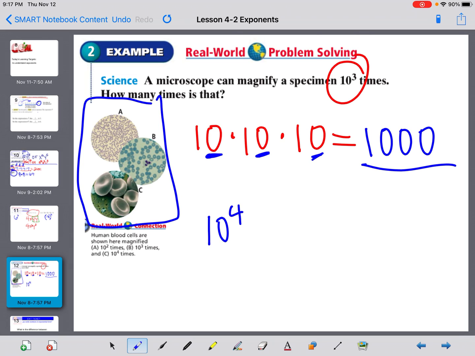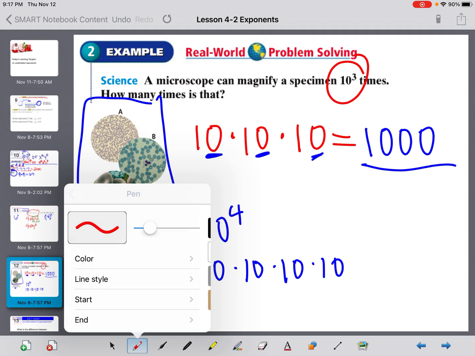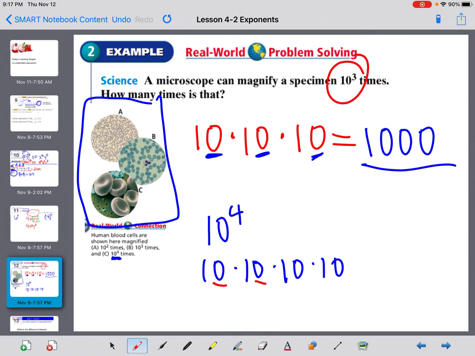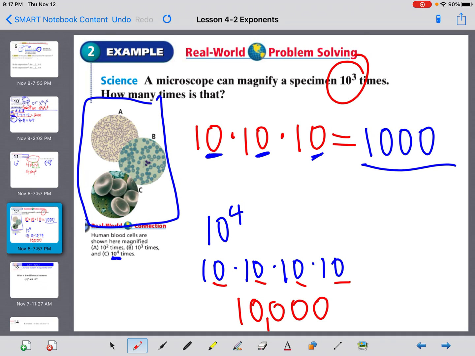What would it be if it was 10 to the 4th times? It says it really small right here. Expand it out. Find the value. Shortcut for tens only. 1, 2, 3, 4 zeros.